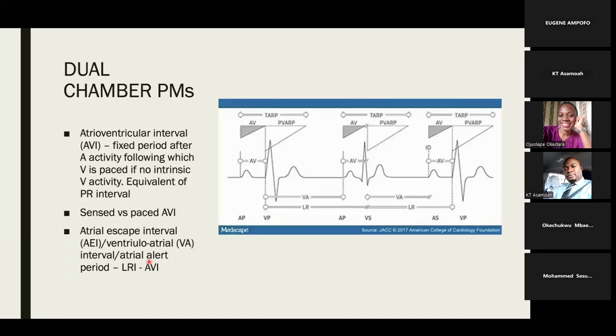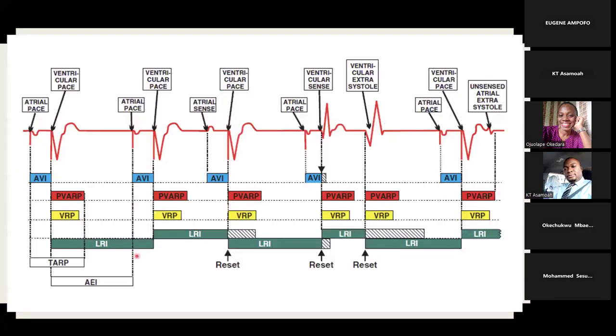So the atrium senses it. Let's look here. Here you have atrial activity, right? And then we have what we call the AV interval, or the AVI. It's programmed such that once it senses something in the atrium or once it paces in the atrium, the AVI clock starts ticking. At the end of the AVI clock, if no spontaneous ventricular activity has occurred, then the ventricular lead will pace. Then you have the lower rate interval going.